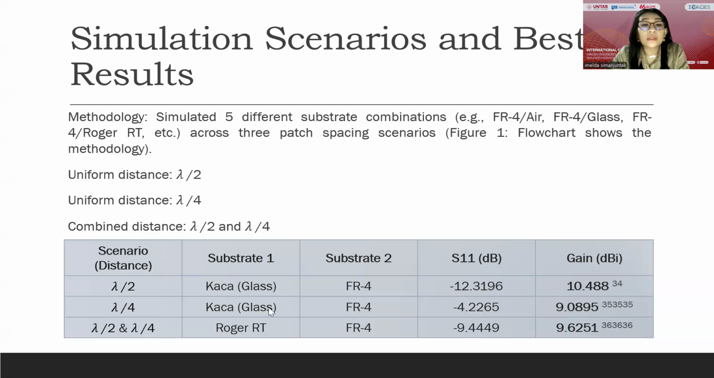For lambda divided by 4 with glass and FR4, we got minus 4.2265 with total gain of 5 dBi. And for the combination of lambda divided by 2 and lambda divided by 4 with substrate Rogers and FR4, we got return loss minus 9.4449 with a total gain of 6.9.6251.